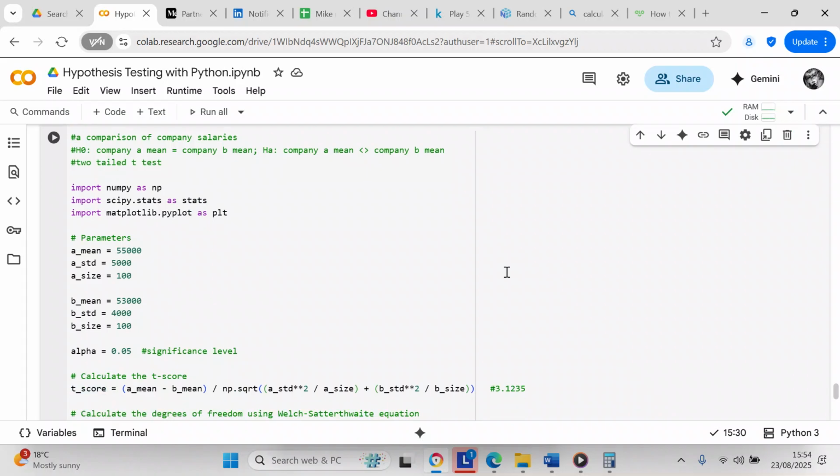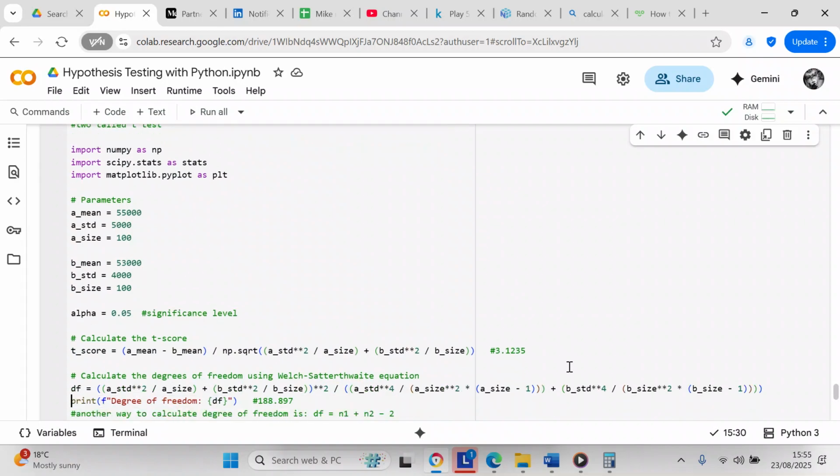So we're going to calculate the t-score, which is A mean minus B mean, divided by the square root of A standard deviation squared divided by A size plus B standard deviation squared divided by B size. And that gives you a value of 3.1235.